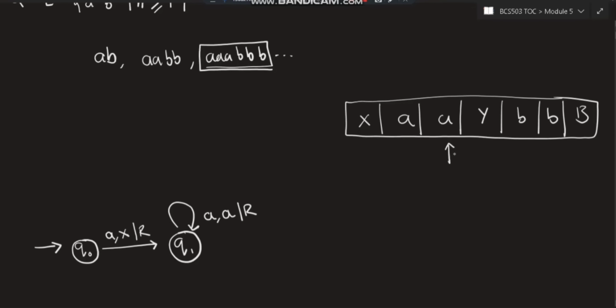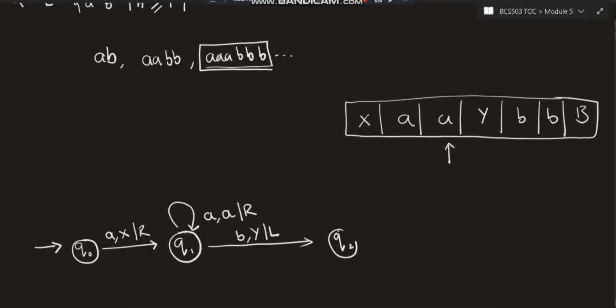But directly I'll not find A. I'll tell you how we need to find it, because this A we need to consider, not this A, right? So let's have a look at how we are going to proceed with this. After I find Y here, I move to the left. So there was a B, I replaced it with Y and moved to the left. Now after moving to the left, I came to Q2.